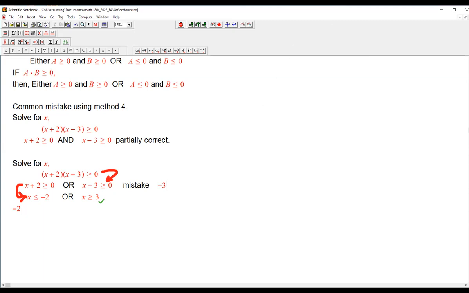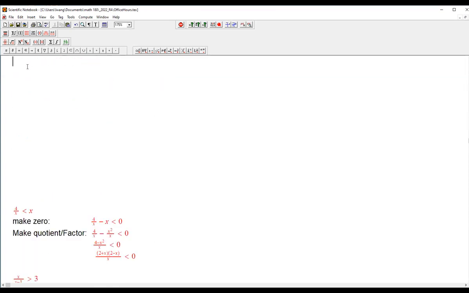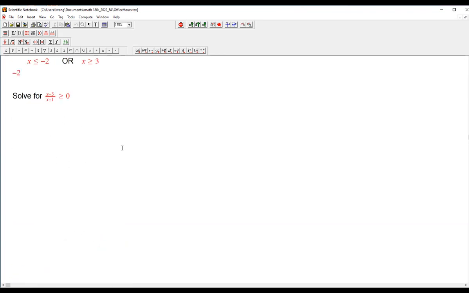Okay, so next, I'm going to cover the other question. This other question is: solve for x, (x + 3)/(x - 3) over... actually (x - 3)/(x + 1) greater than or equal to 0. And of course, we can also come up with different methods, parallel to the first one.